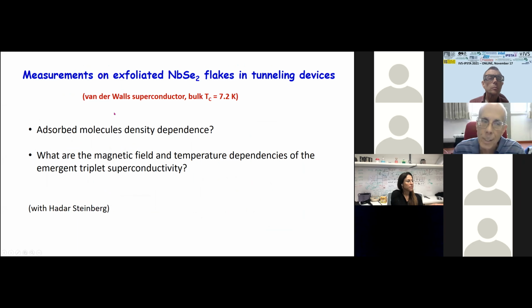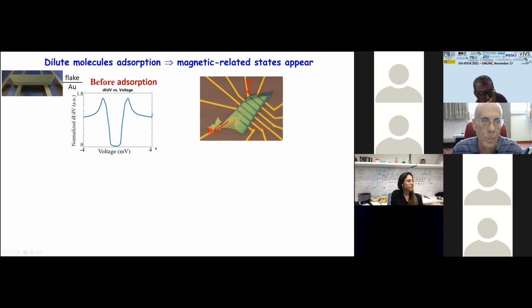Now we try to get more information and to have even more stable junctions. We looked at devices with exfoliated niobium diselenide flakes on tunneling devices, and we studied the dependence on the chiral molecules density and also the dependence on magnetic field and temperature. This is an optical image of such a flake on pre-patterned electrodes.